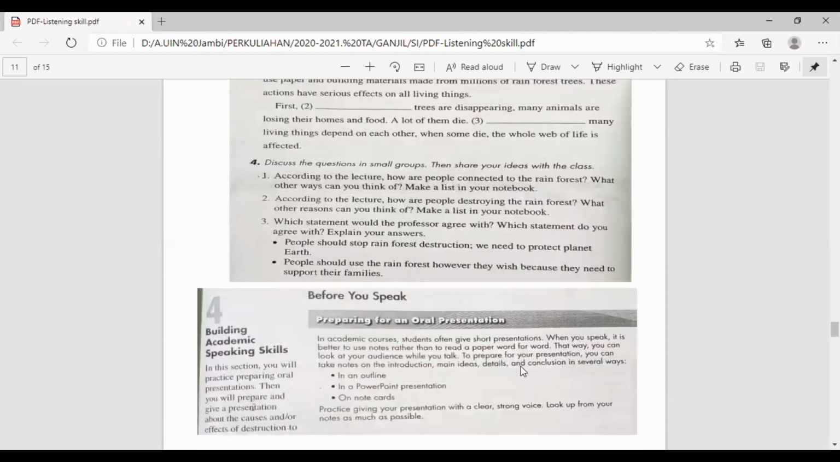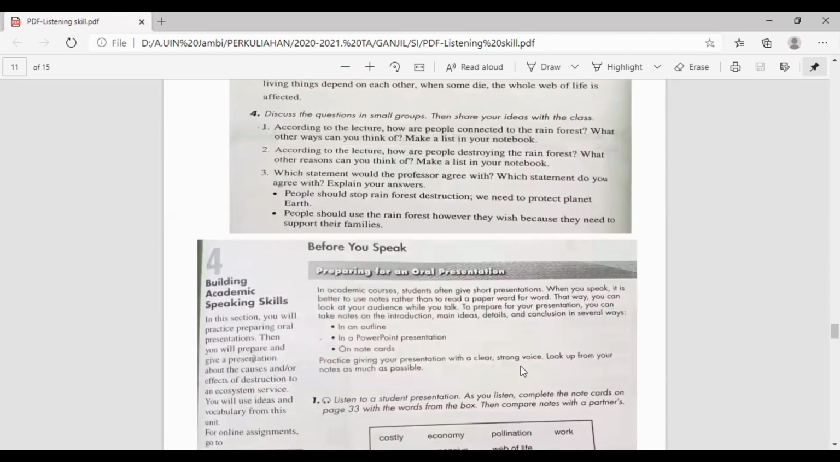Okay, now you guys please discuss the question in a small group and then share your ideas with the class. But for this, you just need to write your answer, type your answer, okay? And then collect it in one file.